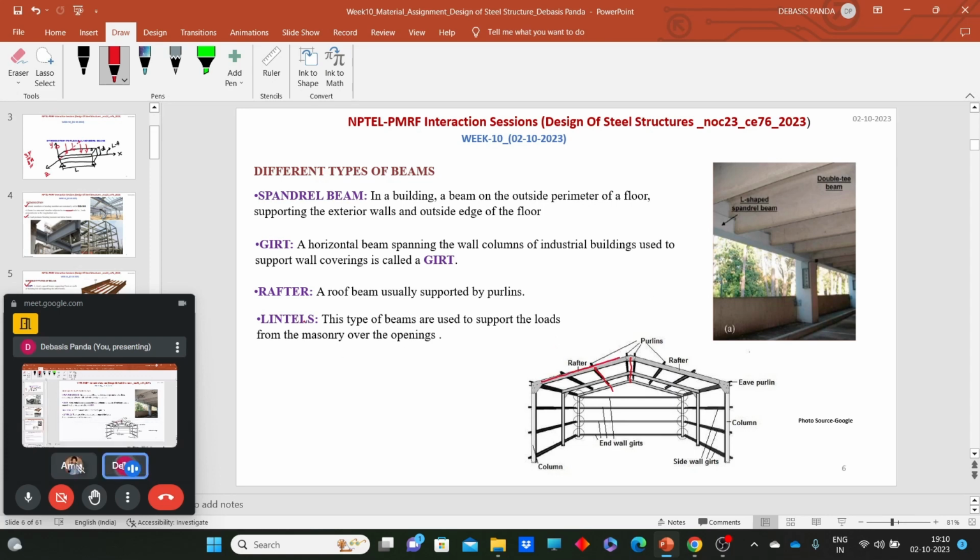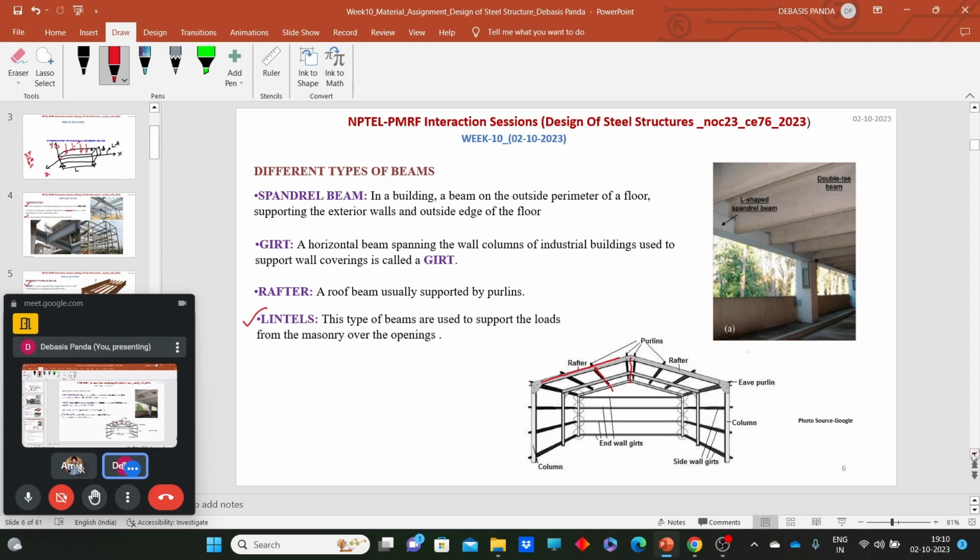Lintel, like in a masonry wall, supports the load from the masonry wall. For different kinds of openings in a masonry wall we need a beam, and then we call it a lintel. So these are different kinds of beams, and there can be many more kinds of beams.